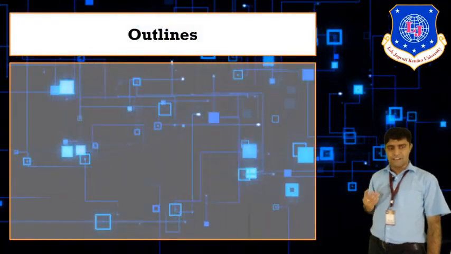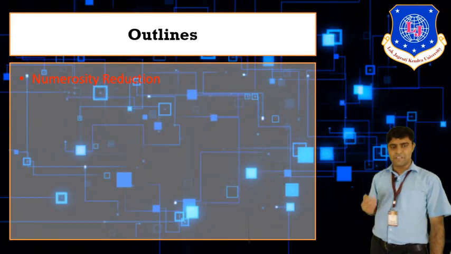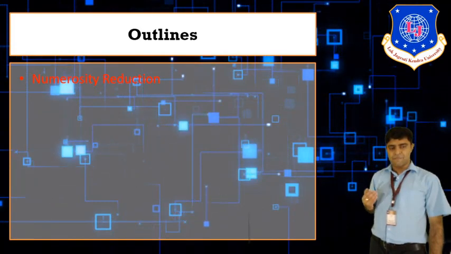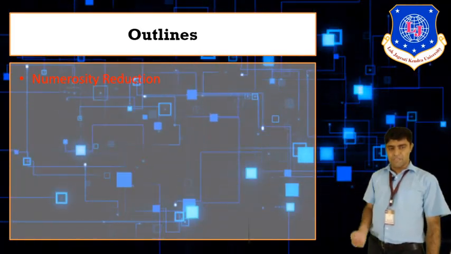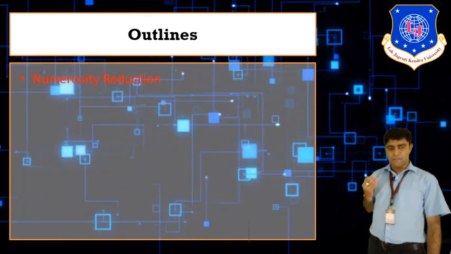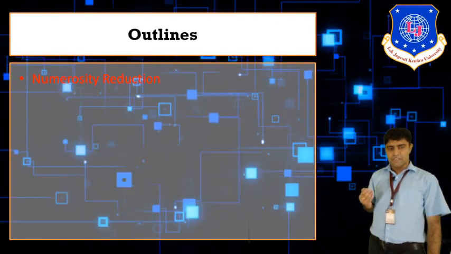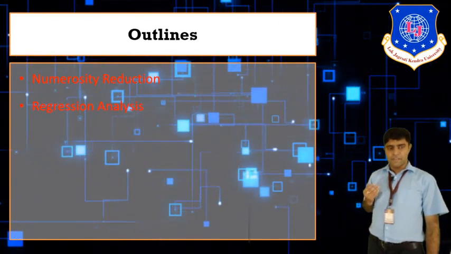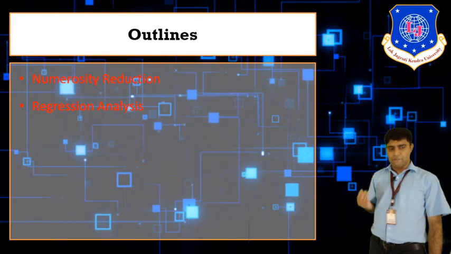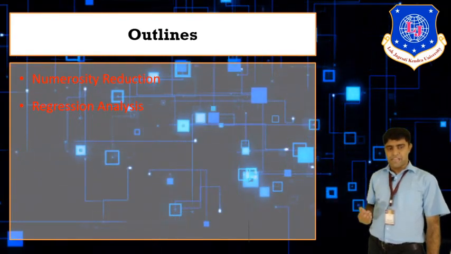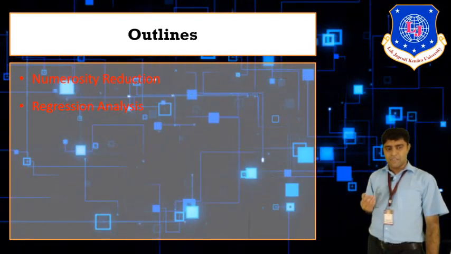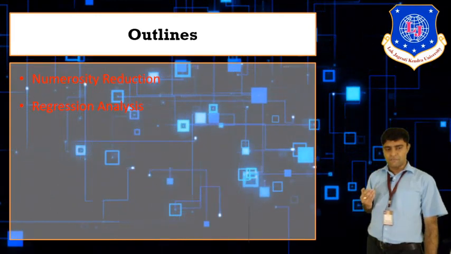Outline of today's lecture: numerosity reduction. Numerosity reduction is another method of data reduction technique. In numerosity reduction, regression analysis comes into the picture. So what is regression analysis? Regression analysis is a prediction technique where two variables are used, a dependent variable and an independent variable. There are various types of regression analysis: linear regression, multiple regression, non-linear regression, etc.